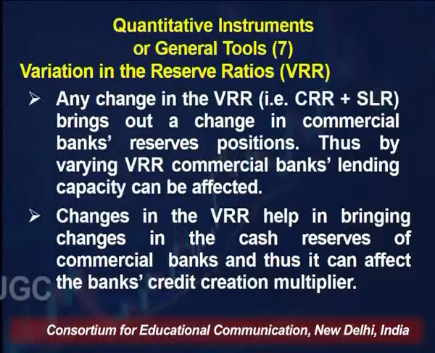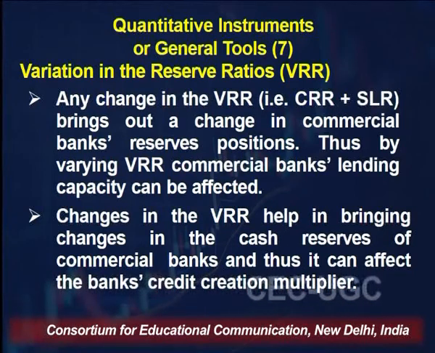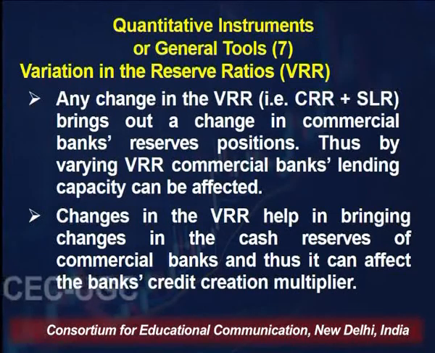So these reserve ratios are named the cash reserve ratio and the statutory liquidity ratio, that is CRR and SLR. CRR refers to some percentage of commercial banks' net demand and time liabilities which commercial banks have to maintain with the central bank. And SLR refers to the percentage of reserves to be maintained in the form of gold and foreign reserves. Any change in VRR, that is CRR or SLR, brings about a change in commercial banks' reserve position. Thus, by varying VRR, commercial banks' lending capacity can be affected.